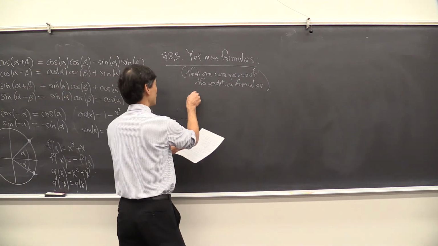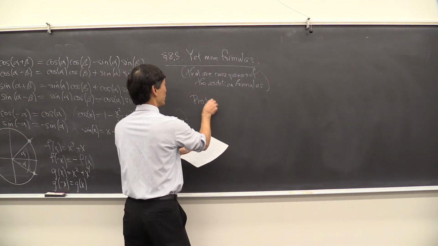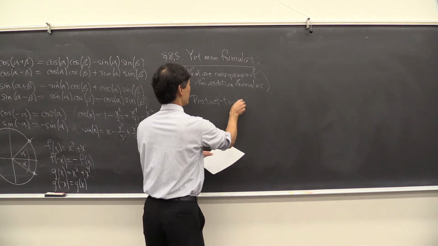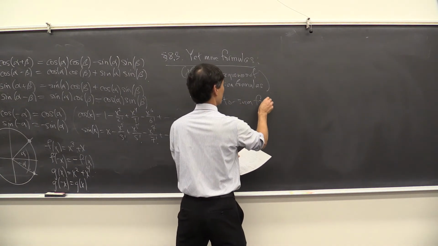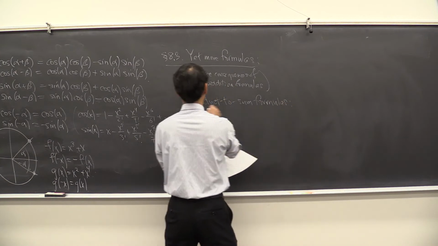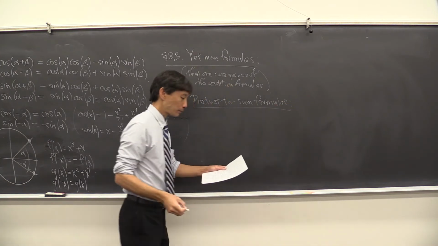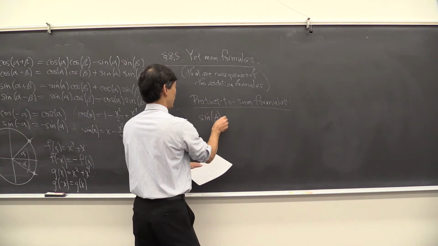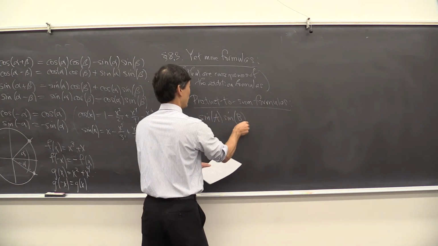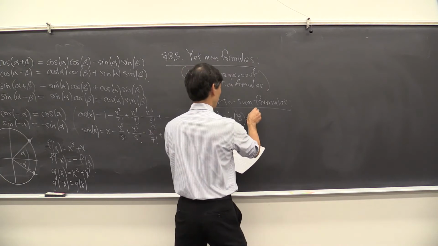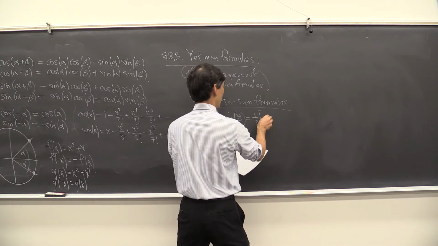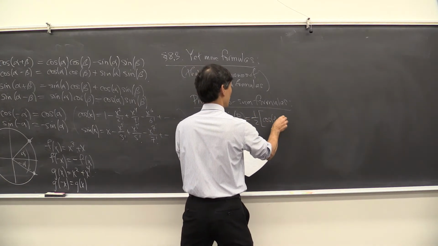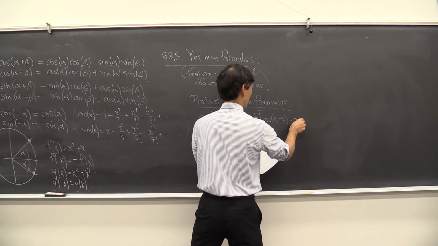So the first set of formulas are called the product to sum formulas. Here they are. Sine of A times sine of B turns out to be 1/2 of cosine of A minus B minus cosine of A plus B.